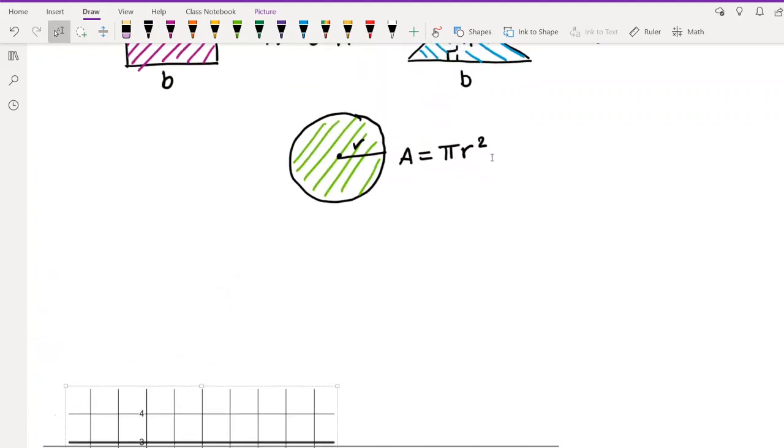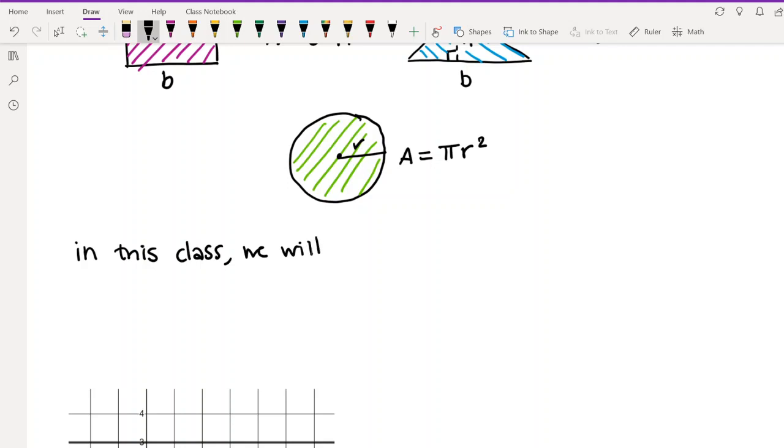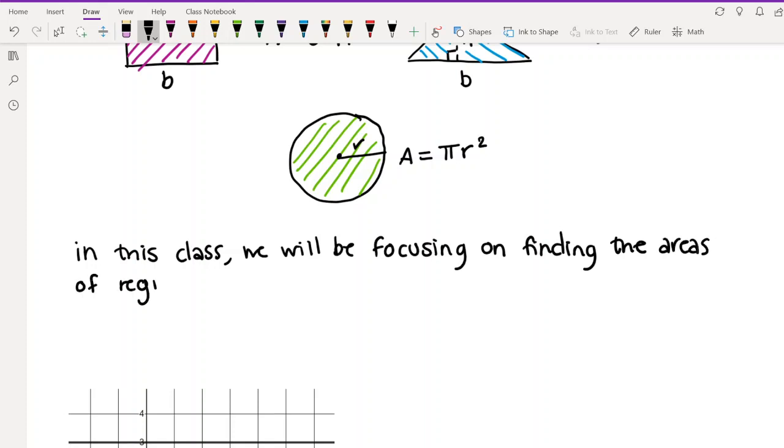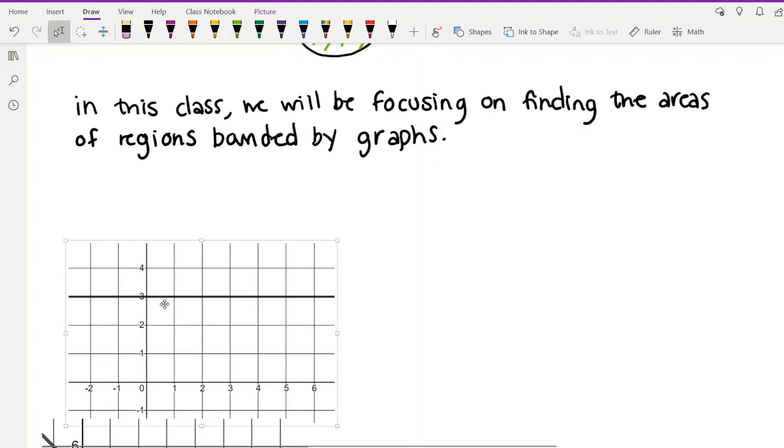So in Calculus 2, we will be focusing on finding the area or areas of regions bounded by graphs. We'll see that that's something that is going to be coming up all throughout the quarter, and today is just our first taste of it.